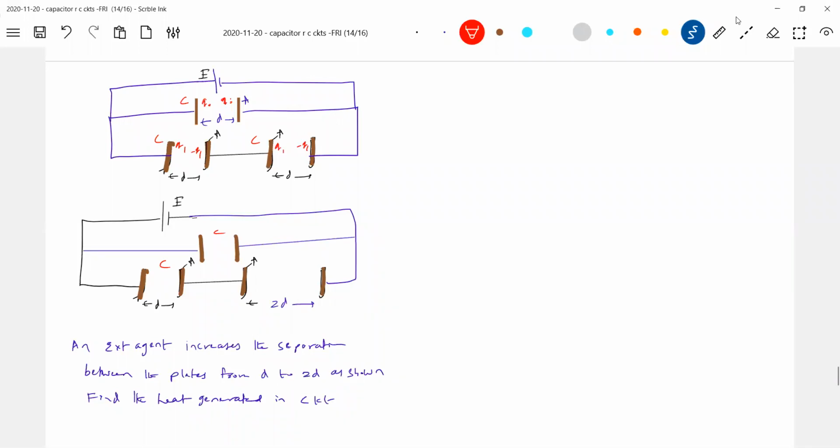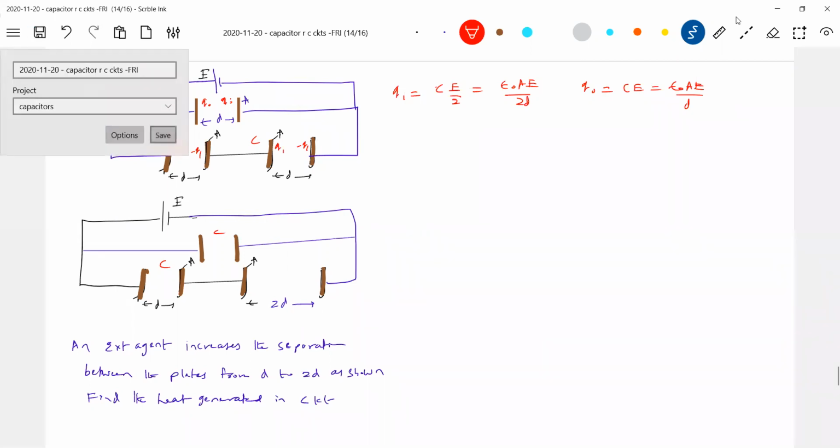Now, what should Q1 be equal to? E by 2. So Q1 should be equal to C into E by 2, by the potential divider formula. So epsilon naught A E by 2D. This is the initial charge in this one. What about Q naught? Q naught, of course, is not needed. Agreed? So this is about the charges. Okay, let's come for now.